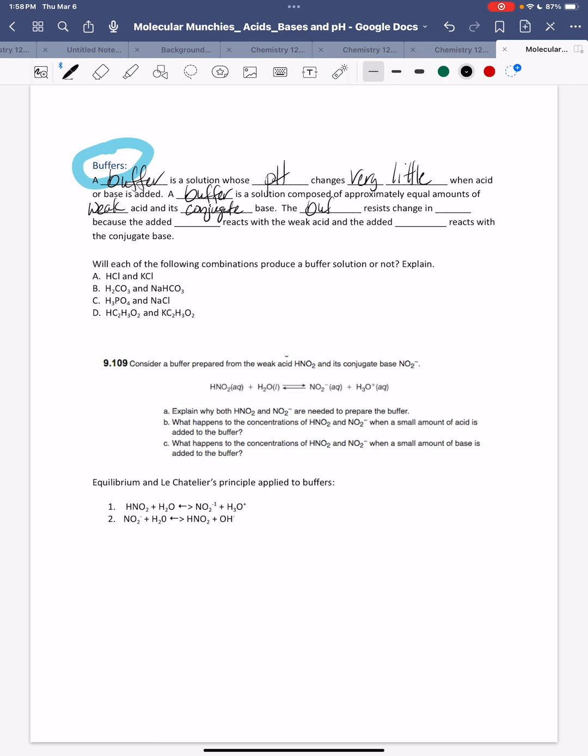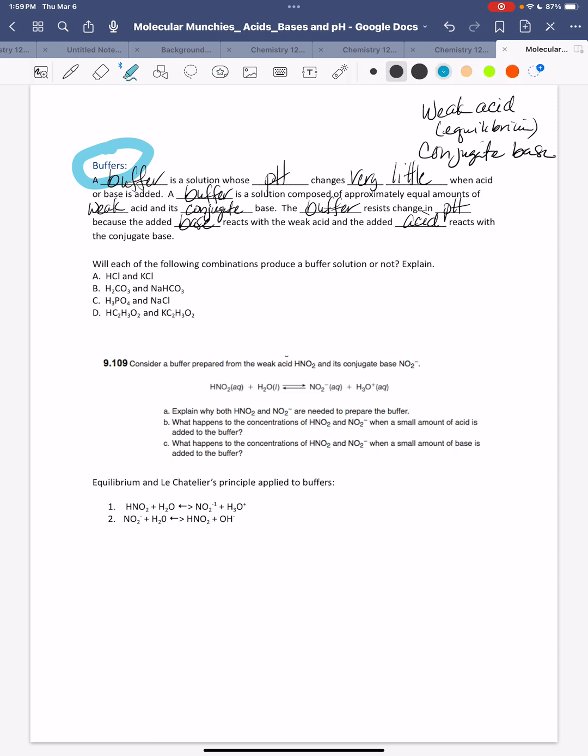The buffer resists the pH change because the added base reacts with the weak acid and the added acid reacts with the weak base. So, just a buffer definition again, it is a solution that's made of a weak acid. So it's got to have two components. It's got to have a weak acid so that it can be in equilibrium. That's the big idea. And it has to have its conjugate base present. We talked about bases, and that's like what's left over after the hydrogen gets donated.